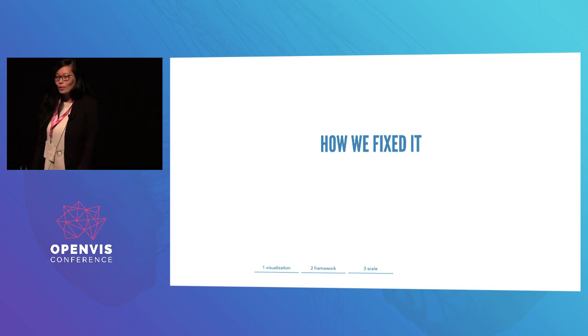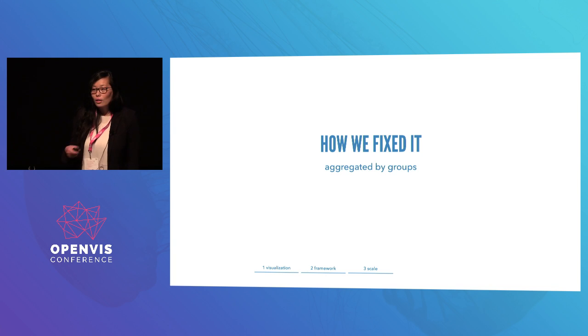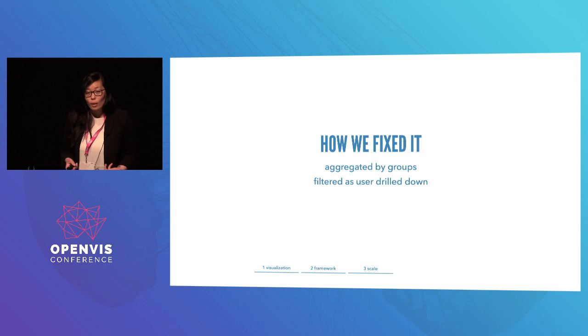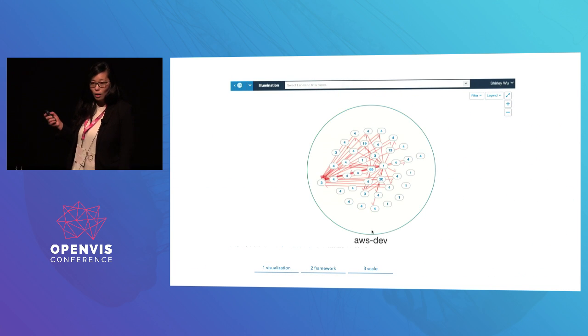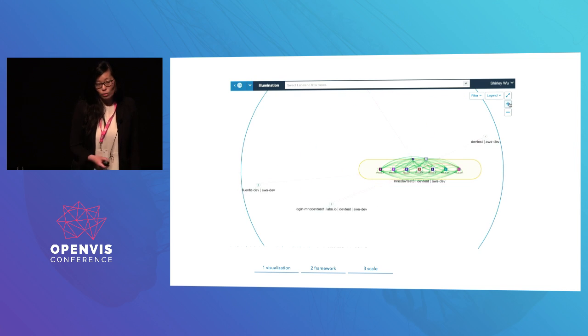And so the first thing we did was we figured out that probably the most straightforward thing to do is to just reduce the amount of data being rendered on the screen. And we did this by aggregating each of the workloads by their respective groups, and then by their location labels. And then we filtered away anything that wasn't relevant as the user was drilling down. And this is actually our dog food environment. And this worked really well for us.